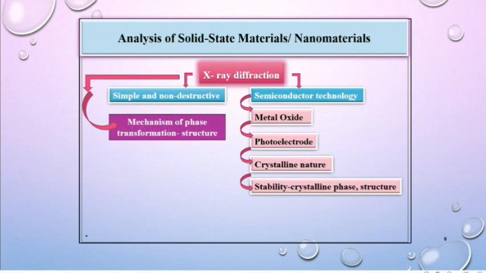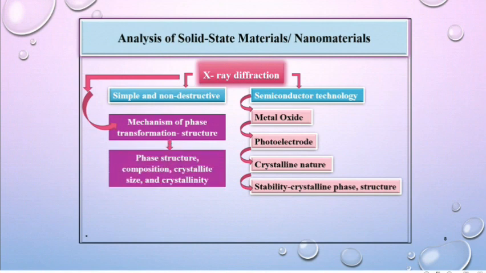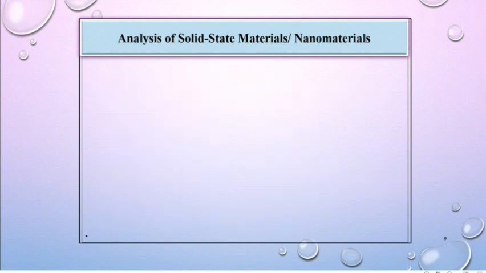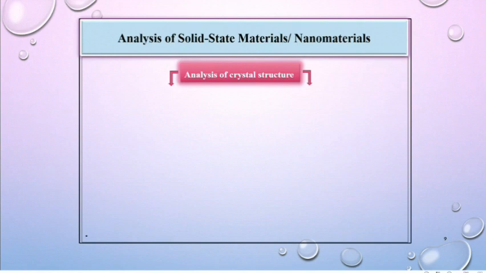It is well known that understanding the mechanism of the phase transformation of a material is fundamental to control the structure and thus the material properties. The phase structure, composition, crystallite size and crystallinity of certain applied nanoparticles are of great influence on the photocatalytic activity and photoelectrochemical properties. Analysis of crystal structure is important for nanoscale material since material properties are affected at the nanometer scale.